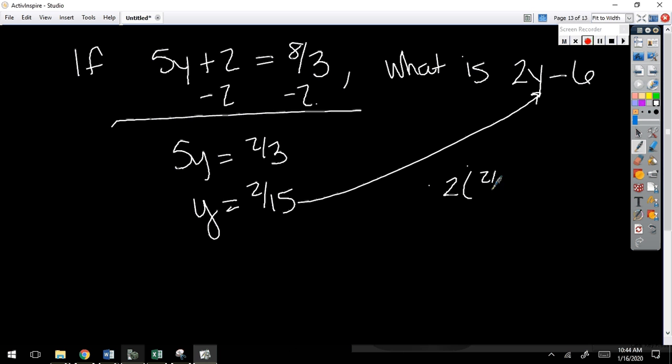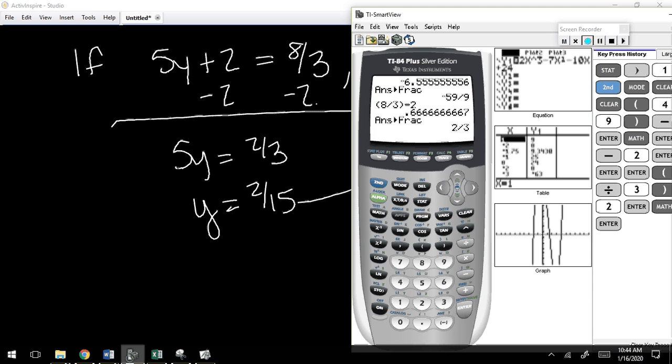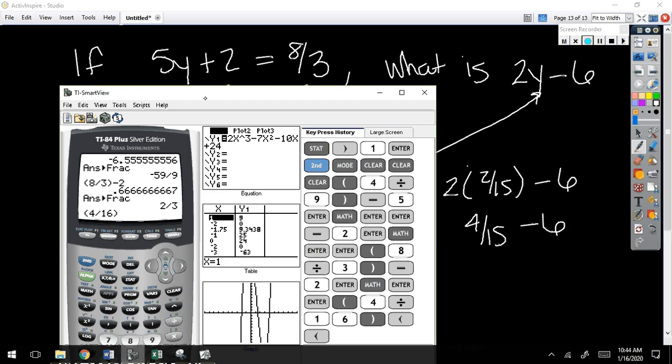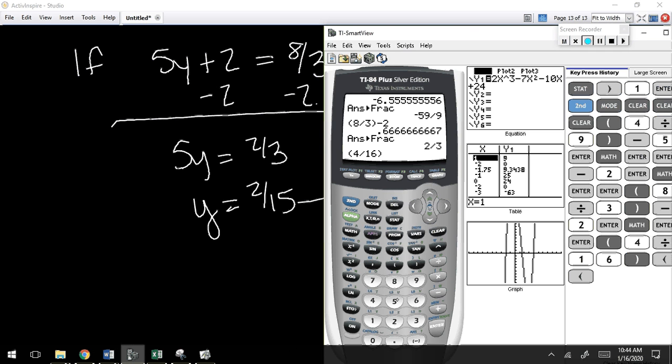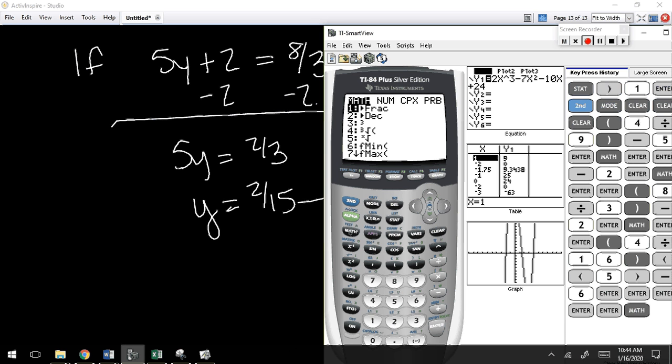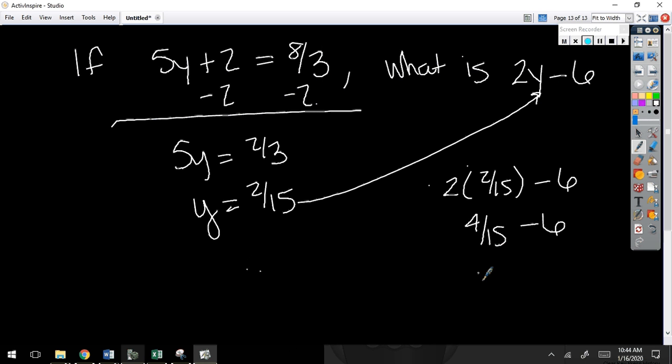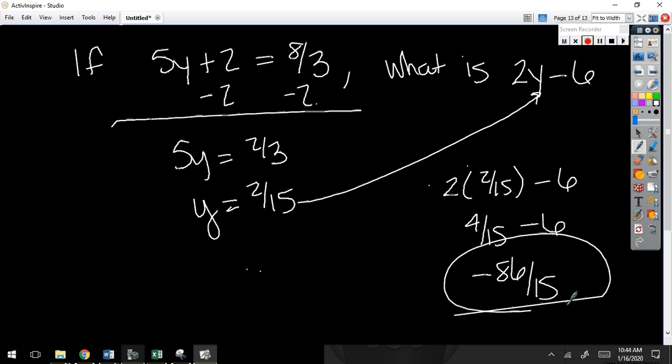So 2 times 2 over 15 minus 6. 4 over 15 minus 6. 4 over 16. Nope, 15, right? What did I say? I'm losing my mind. Yeah, 4 over 15 minus 6. Negative 86 over 15. Is that what y'all got? Nice. All right, so your homework.